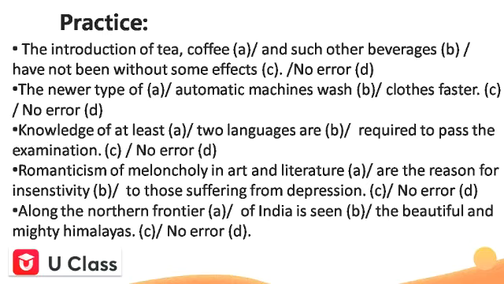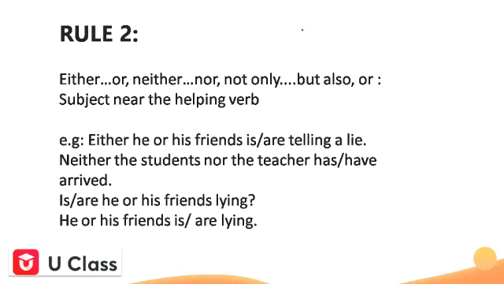Okay, let's move on to the next question then. Next is a very simple rule. Here there are four conjunctions: either-or, neither-nor, not only-but also, or. Now here you have to understand two steps.